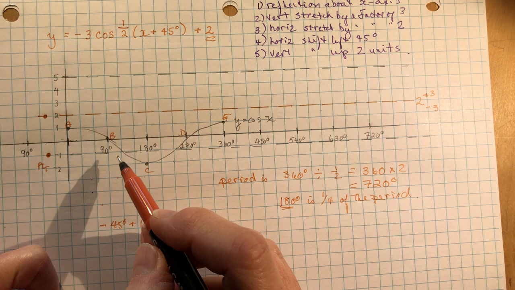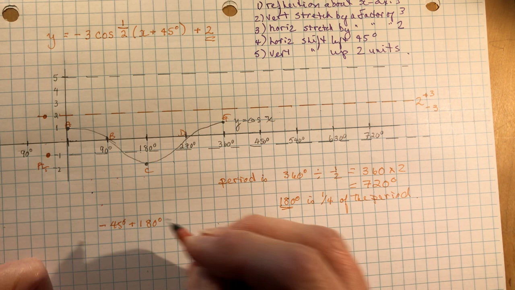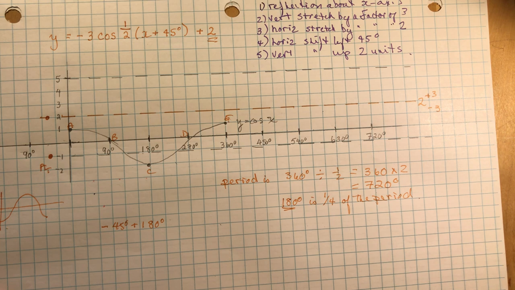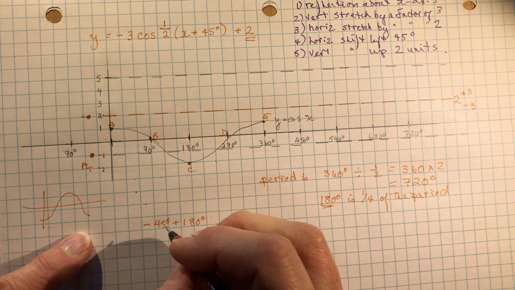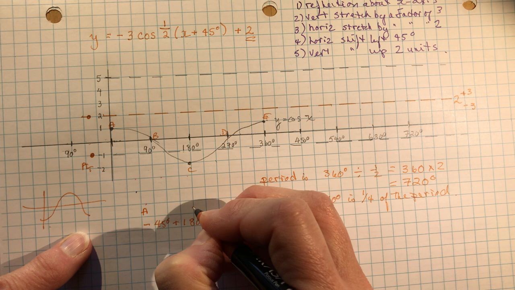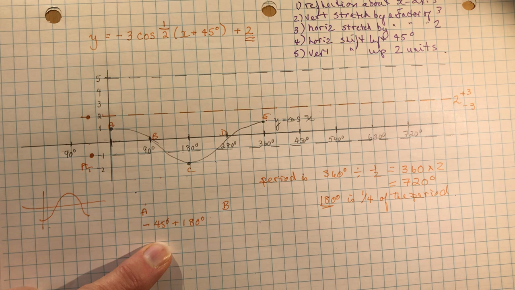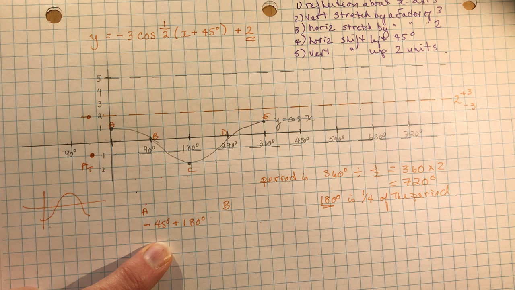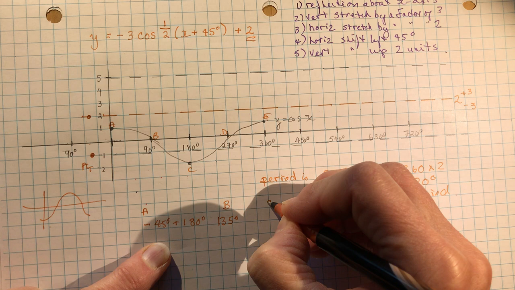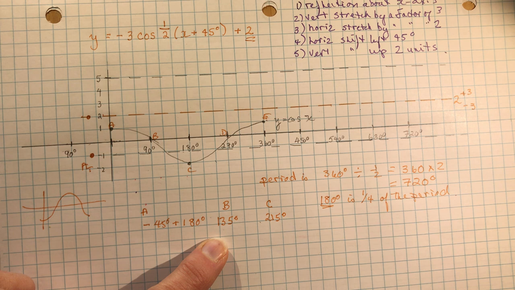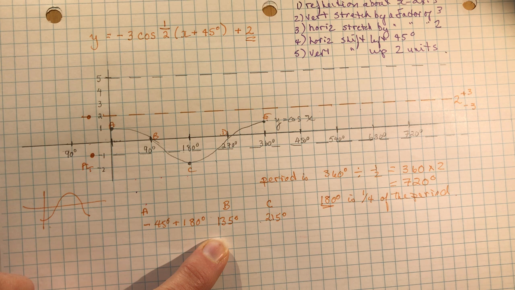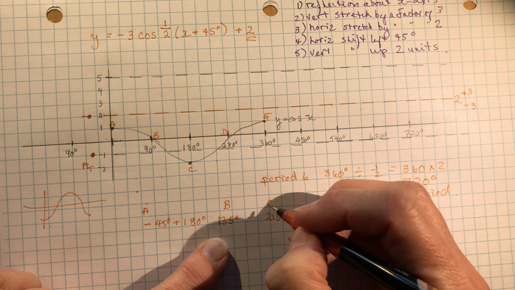Now it's a negative cosine function. So just a quick sketch over here. Negative cos goes like this, right? Starts here, ends here. So point A was minus 45. And point B is going to be minus 45 plus 180. I'm going to do that here just so I don't make a mistake. 135. Point C, add 180. That's going to be 215 degrees. No, it's not. 135 plus 180 is 315 degrees. It's always good to use a calculator.